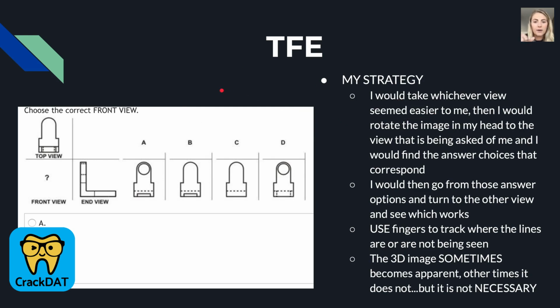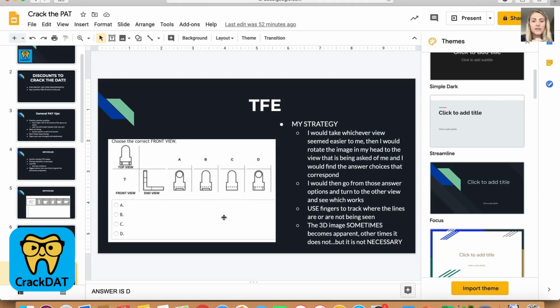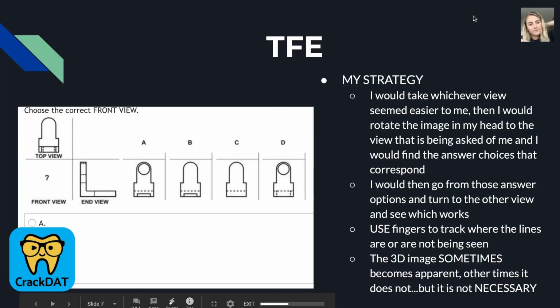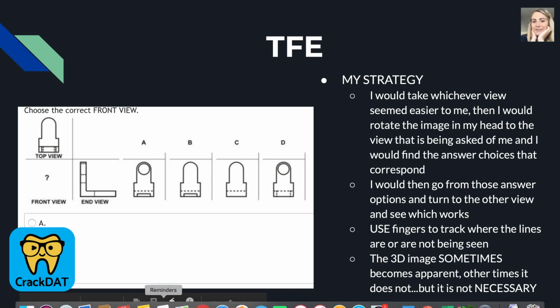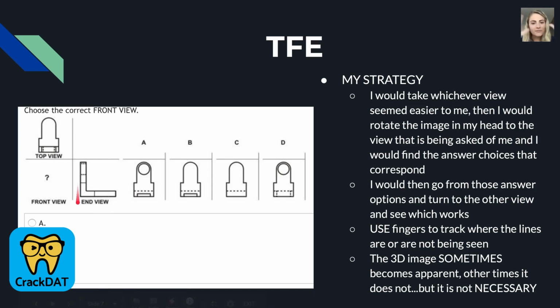So for this one, for example, let's say, hold on. I'm going to go, oops, sorry. Okay. So for this one, I would say, what seems easiest to me? Probably this end view. Oh, I want to go back to my pointer view. Okay, this end view seems easiest to me.